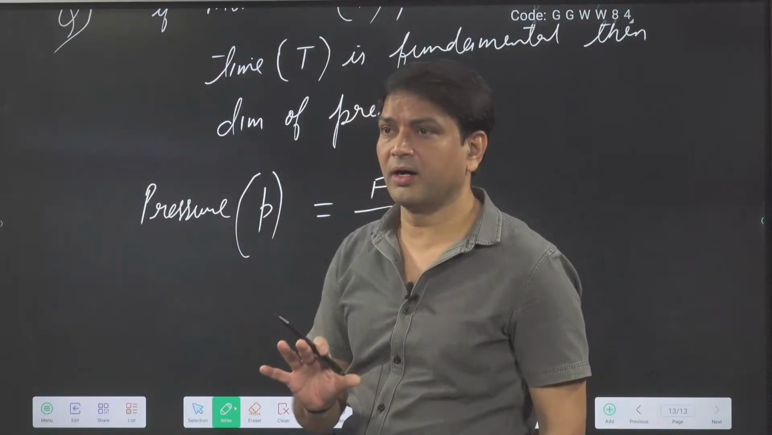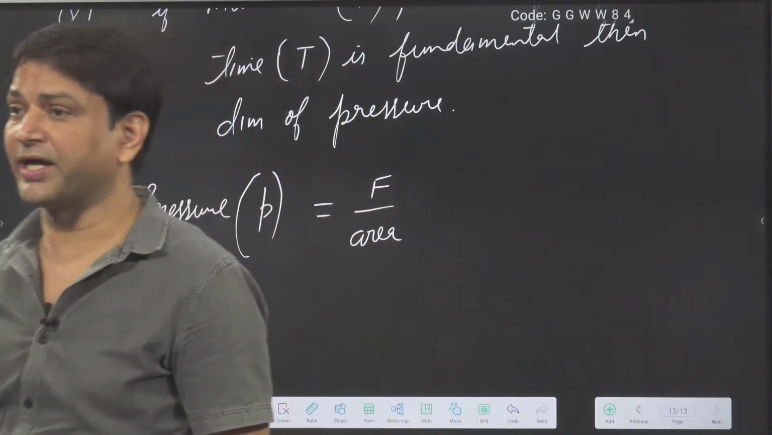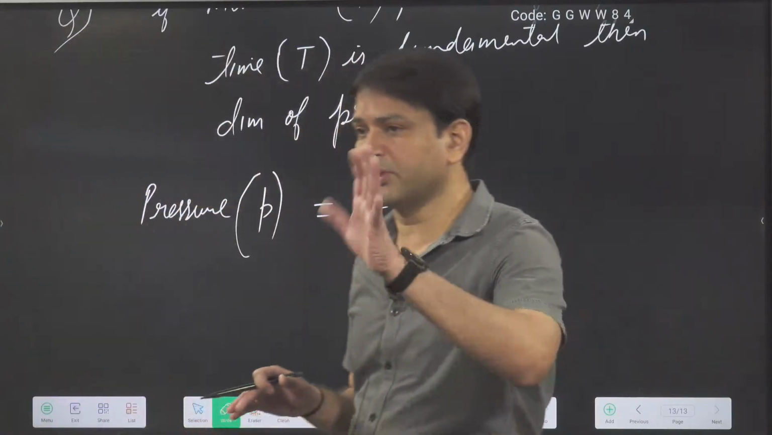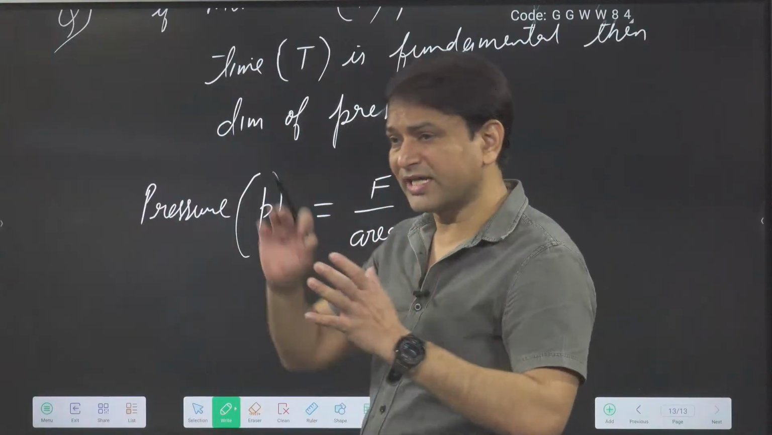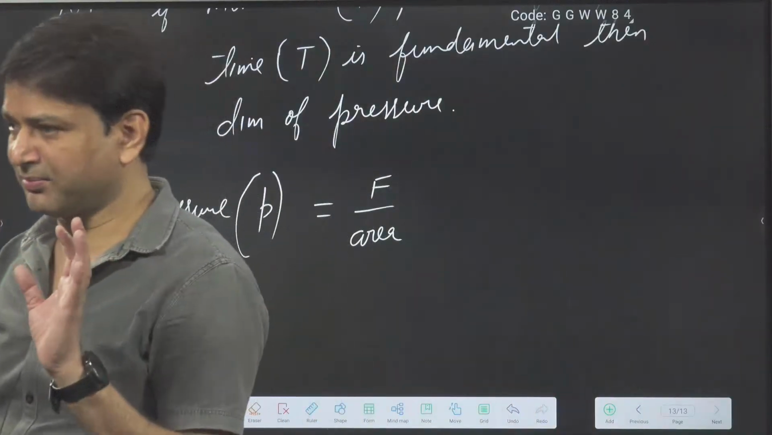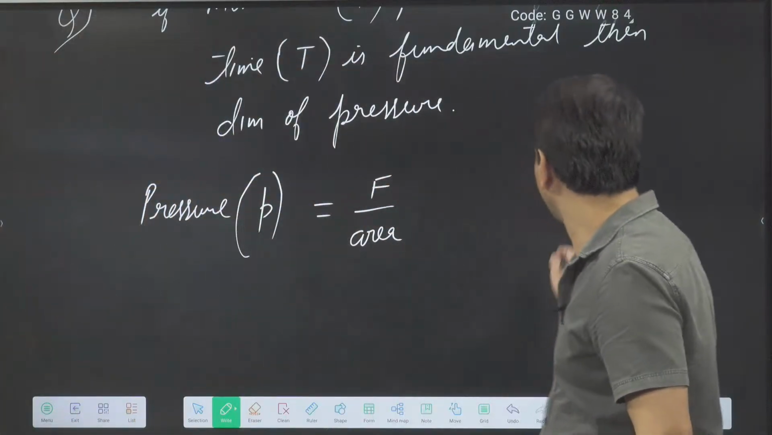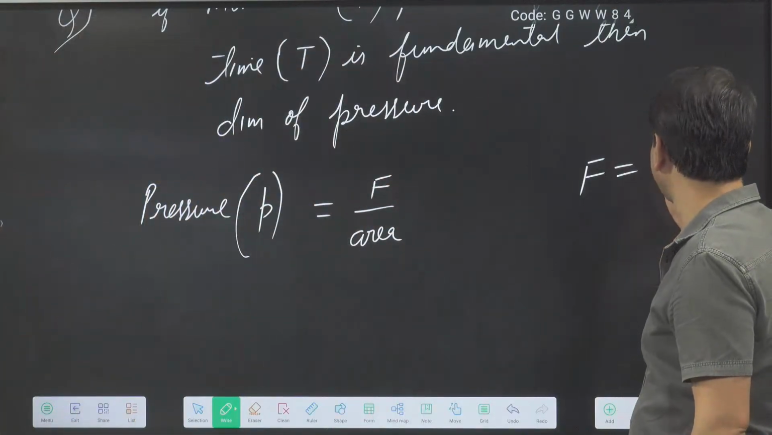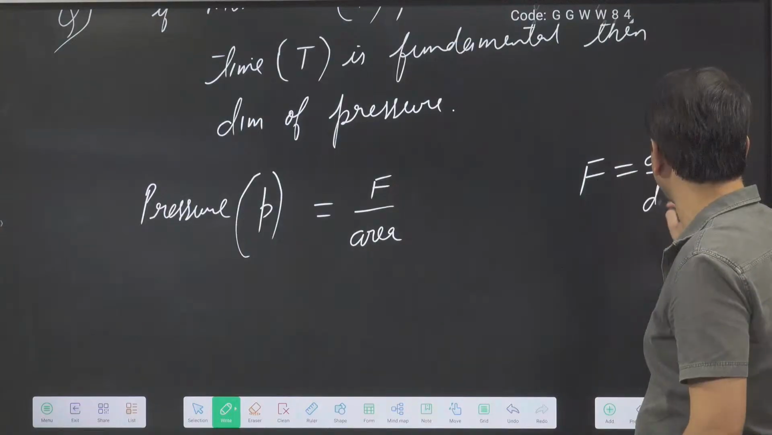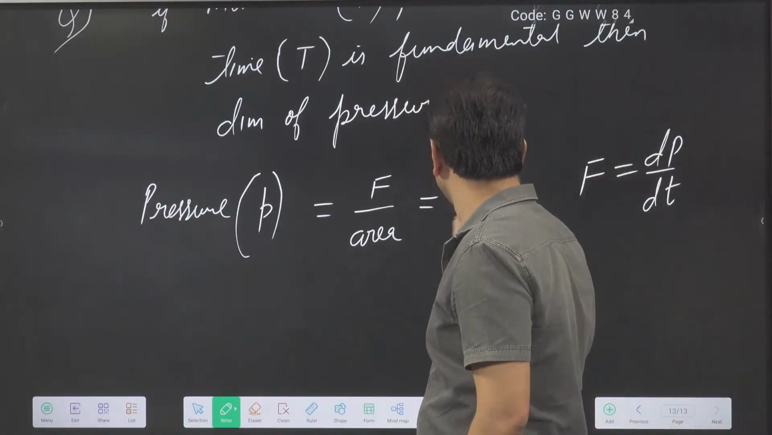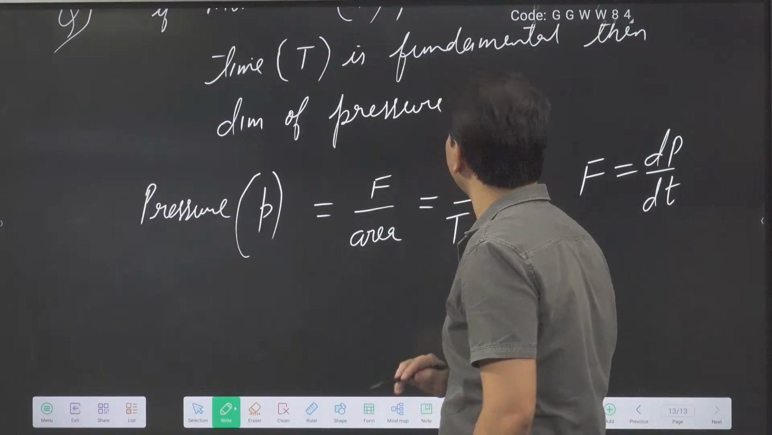Neither the force is fundamental nor the area. In this problem, force is not fundamental, area is not fundamental. It means I have to replace both. When a force and momentum relation is required, which formula will come to mind? Newton's second law. Force is the rate of change of linear momentum, dp by dt. So the dimension of force, what can I write? P by T.